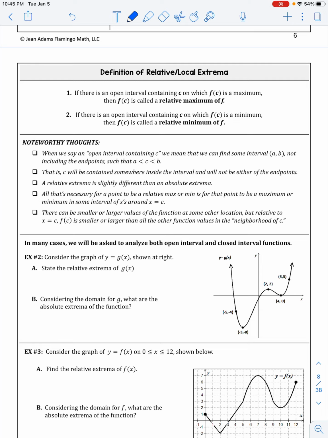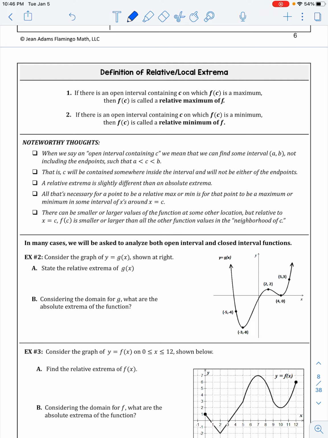And so here's some things that we want to just remind you of. When we say an open interval containing C, we mean that we can find some interval, AB, not including the endpoints, such that C lies between A and B. So that is, C will be contained somewhere inside the interval and will not be either of the endpoints.